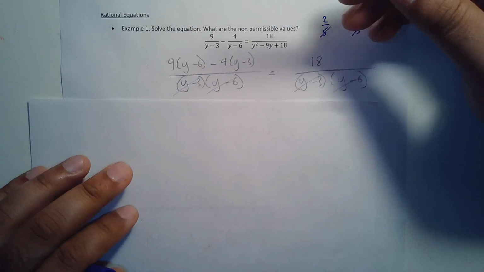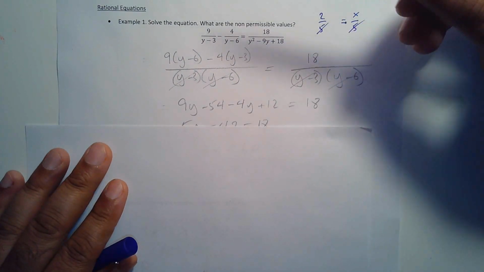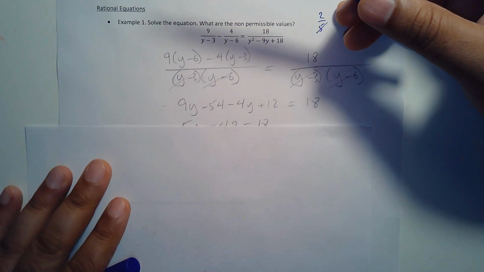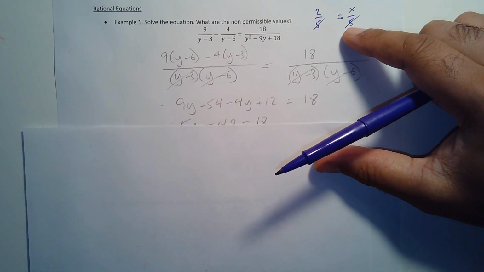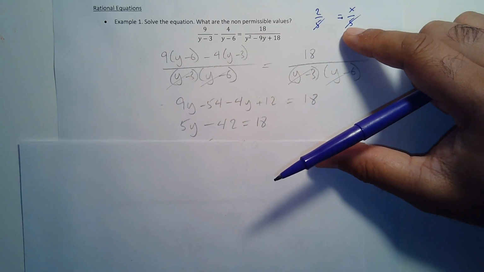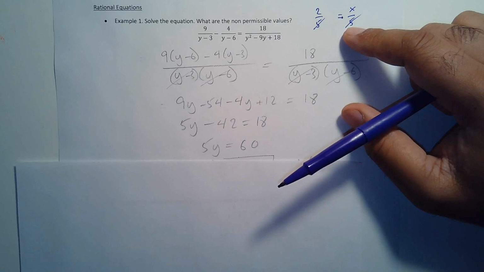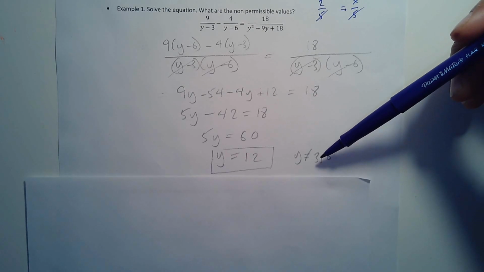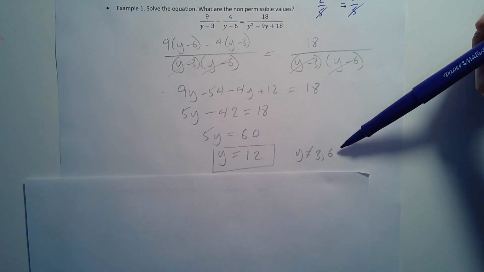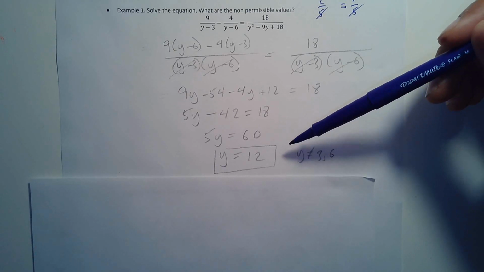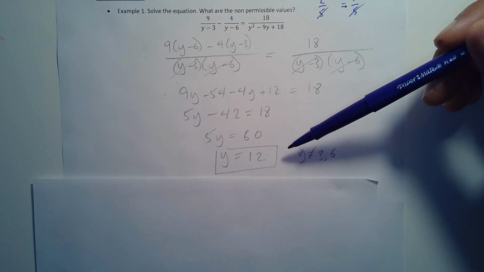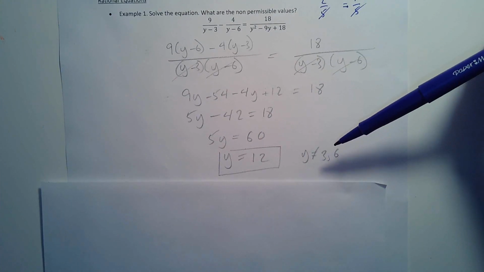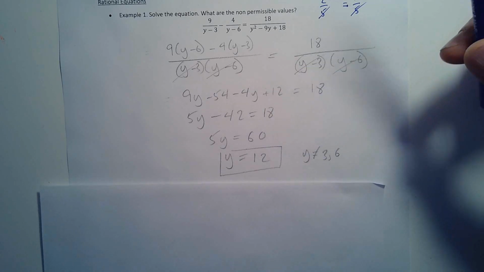Okay, so you cancel all that out, and so you're just left with what's on the top here. So we multiply all that out. That gives you this stuff equal to 18. And then there's 5y minus 42 equals 18, 5y equals 60, so y equals 12. Okay, and then in terms of your non-permissible values, 3 and 6. Now, if one of the answers were 3 or 6, even though if we calculate that, because they're non-permissible, that would be, again, what we call extraneous. Okay, so that would be a non-solution.